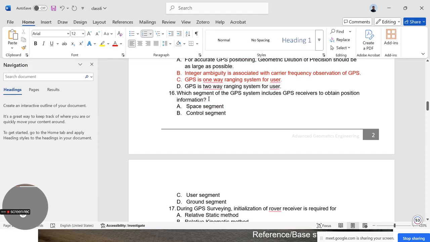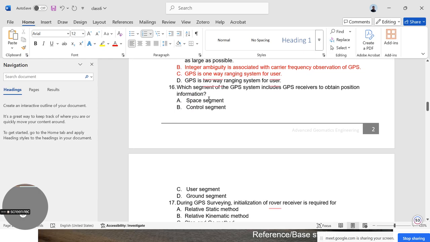Then we have the next question: which segment of the GPS system includes the GPS receiver to obtain positioning information? So here, the answer is the user segment, because as a user, we are collecting the data of the XYZ point.